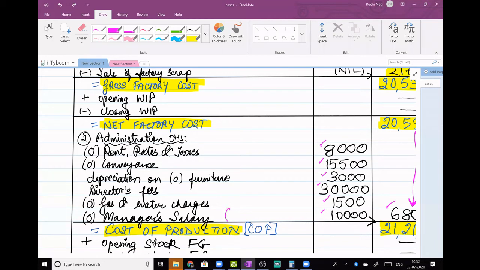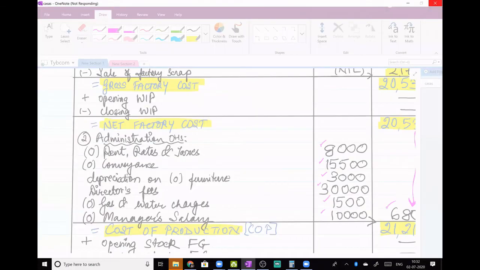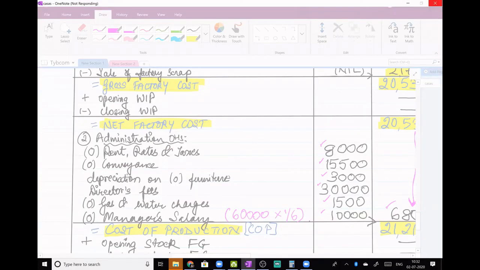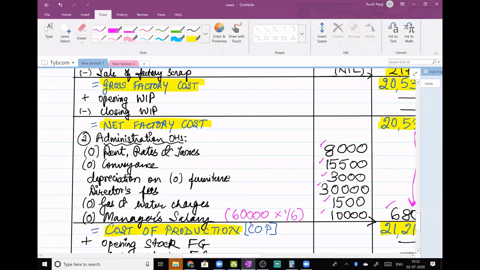60,000 into 1 by 6. So that's 10,000. Then total this from year till year. Take it in the outer column. 68,000.